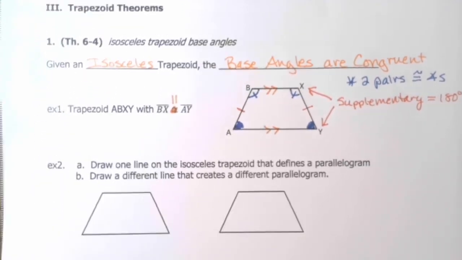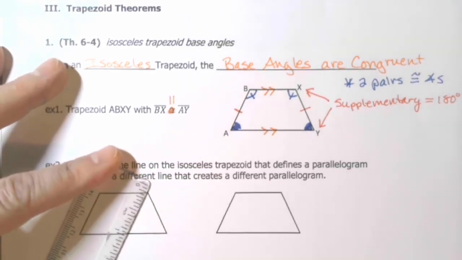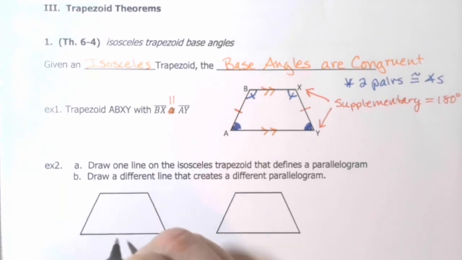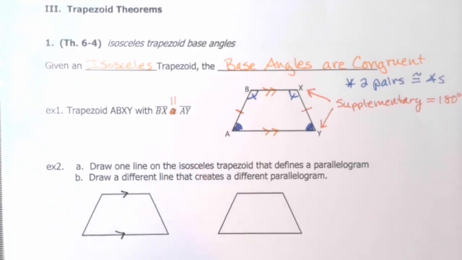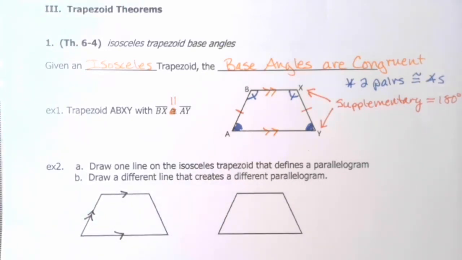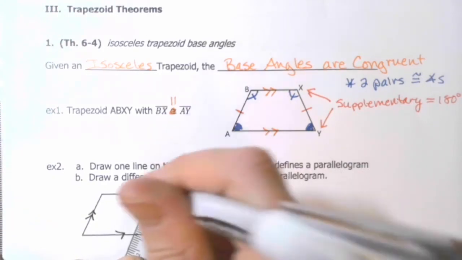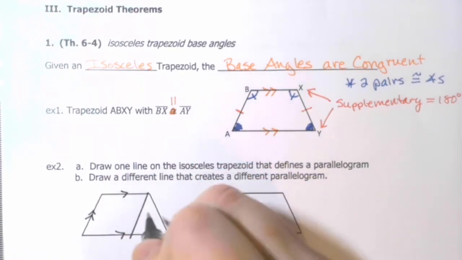All right, example 2. Draw one line on the isosceles trapezoid that defines a parallelogram. Draw another line or a different line that creates a different parallelogram. Well, if we were doing this in class, I would definitely have you work on this and come up with something. As it is, though, if you want a parallelogram, in a trapezoid, we have one pair of parallel sides. So to make a parallelogram, I need the other pair of sides to be parallel. So I need to draw something that's parallel to that one, which would be a line like so.